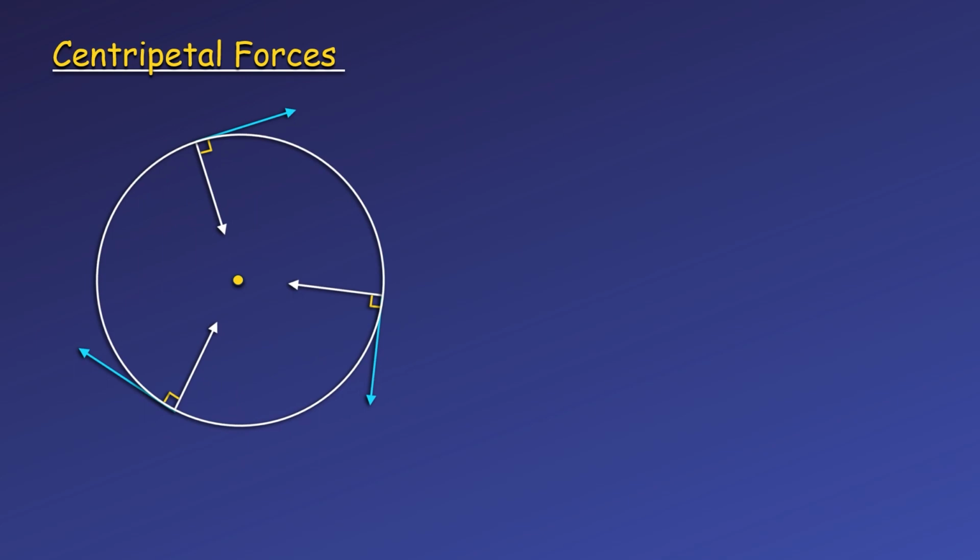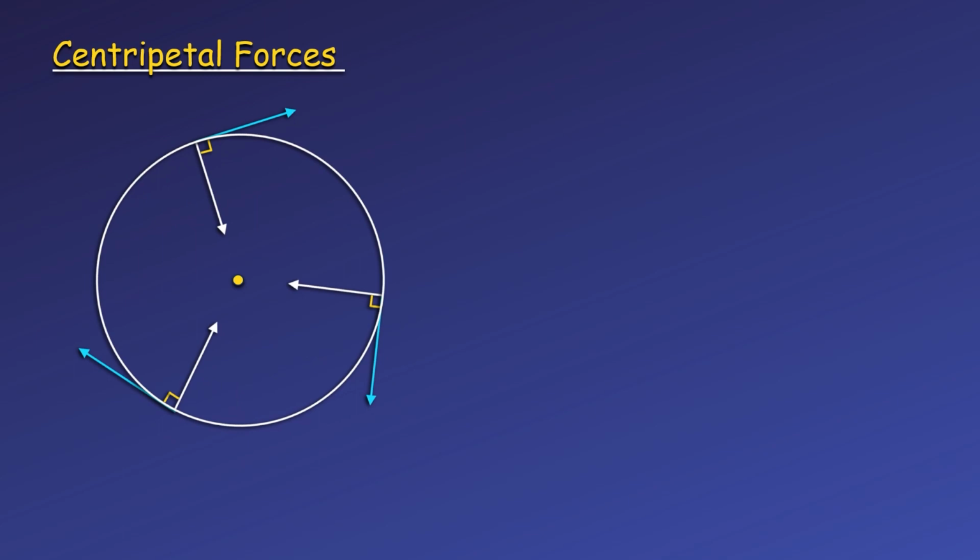In this video, we're going to look at forces that cause acceleration in circular motion. Remember, in uniform circular motion, the velocity at any point is tangent to the circular path of the object. The object is also moving at a constant speed. So for velocity to be changing, the acceleration must be inward.